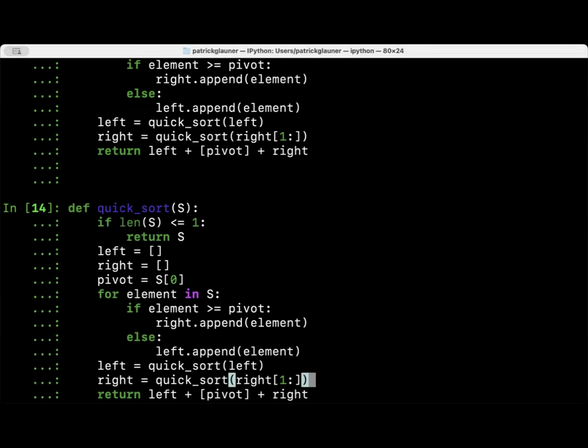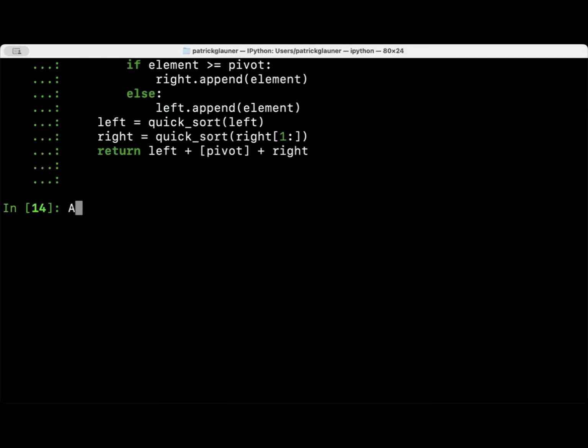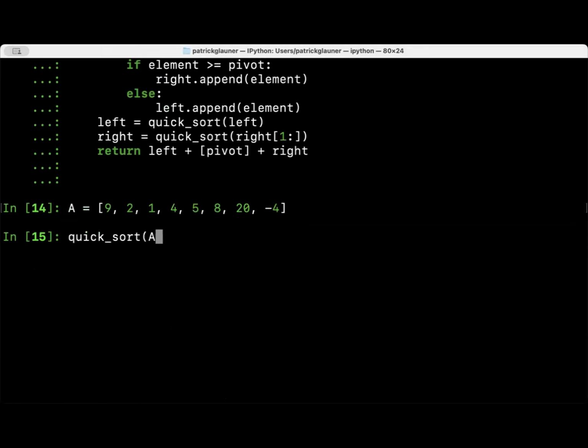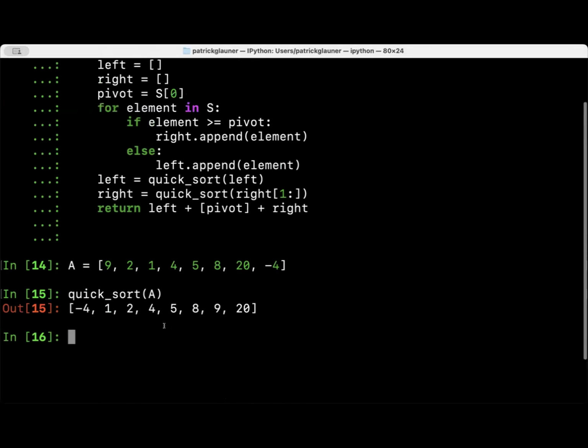Before I had a data set, which was this one here. So let's put it in and see what it returns. So quicksort of A also returns a sorted set. So this time, we don't manipulate A, but we return something.